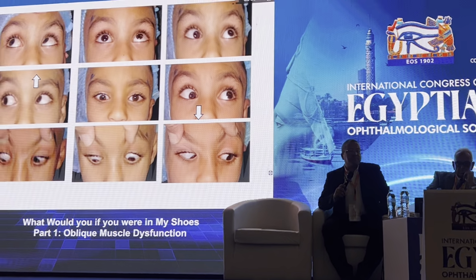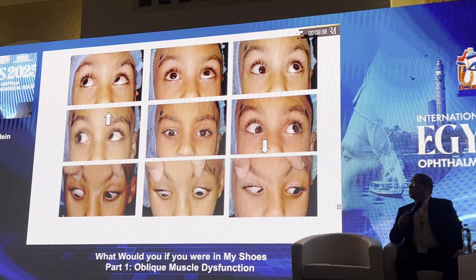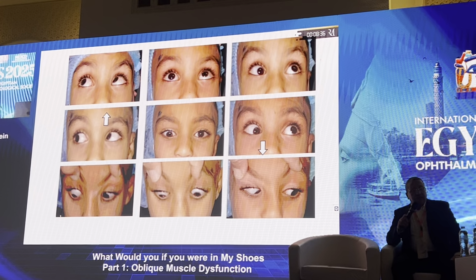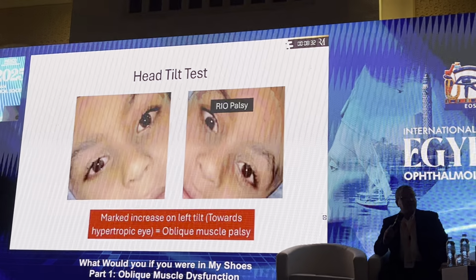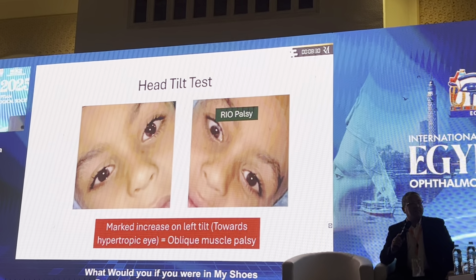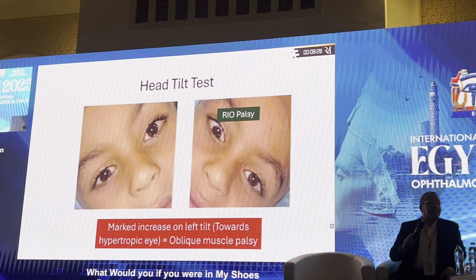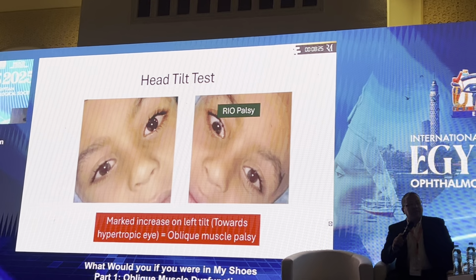You cannot tell whether this is an inferior oblique or superior oblique pulsing. Yes, I have an idea about the torsion. Okay, we can tell you can. So this is the head tilt and the torsion. This is the head tilt. So the head tilt, there is an increase in left tilt.